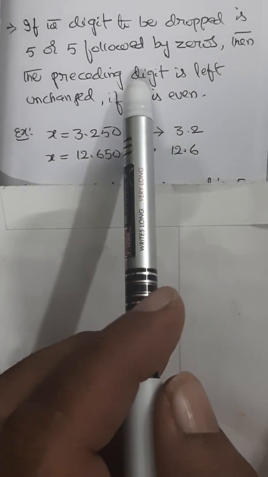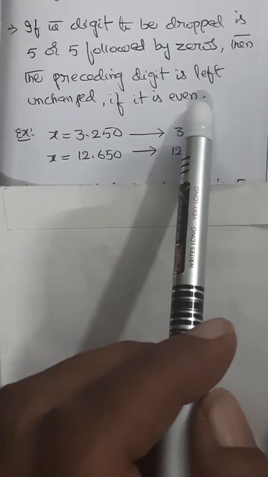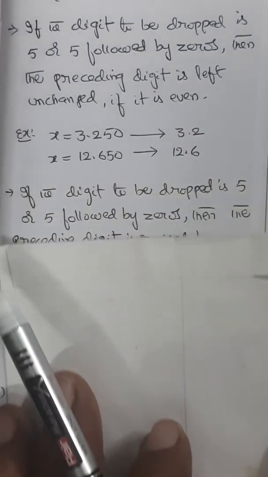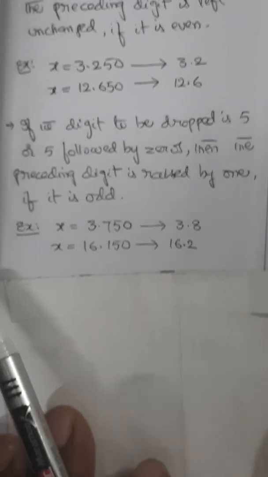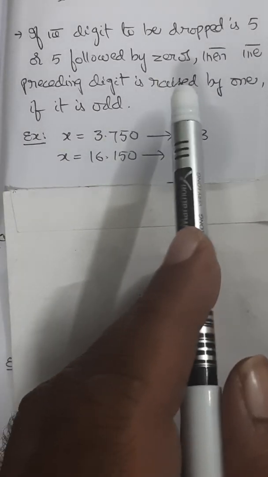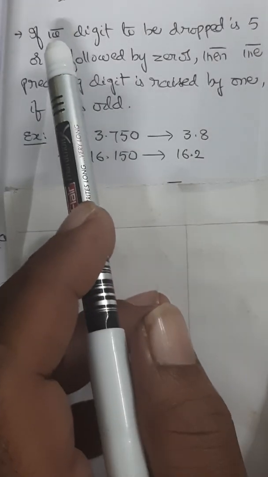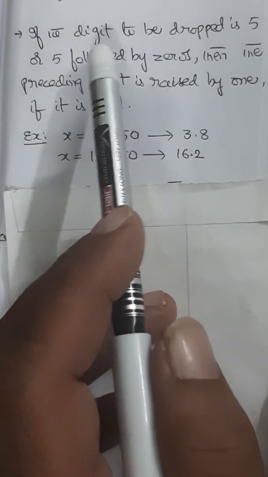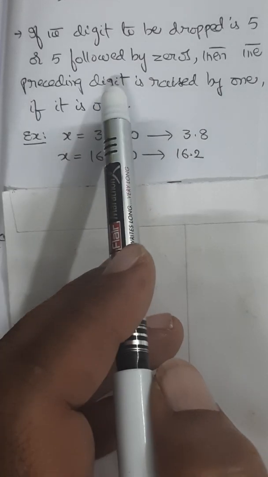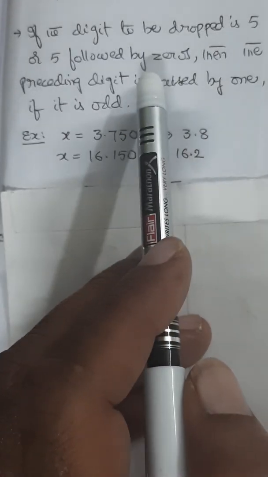Now here in rule number 4 you observe this is even. Let us see what will happen if it is odd. So that is rule number 5. Look at rule number 5. Same rule as for rule number 4, but the only thing is the number will be odd. That is, rule number 5 says, if the digit to be dropped is 5 or 5 followed by zeros, then the preceding digit is raised by 1 if it is odd. Earlier, it is left unchanged if it is even. Now, it should be raised by 1 if it is odd.